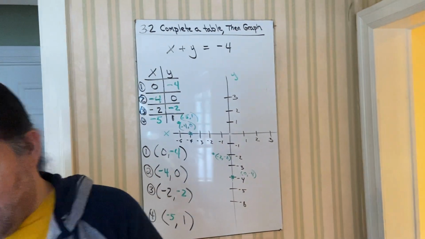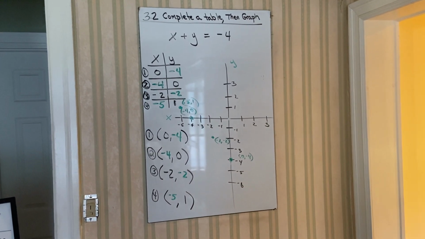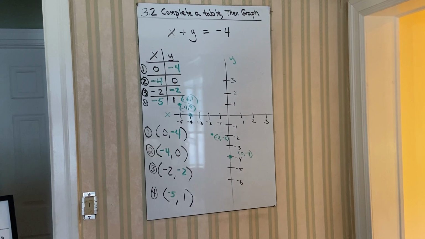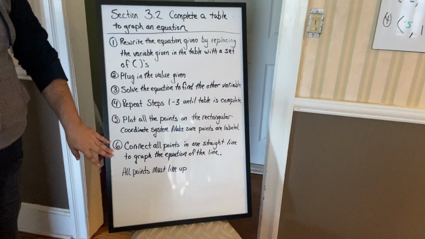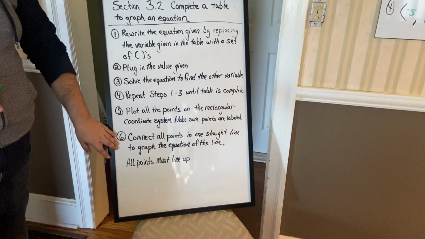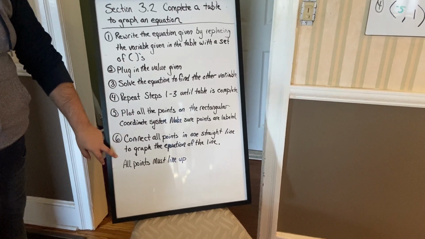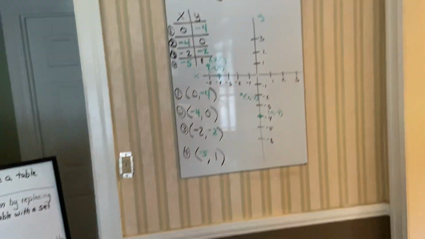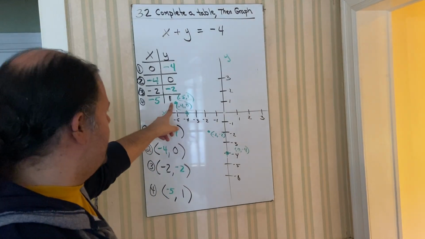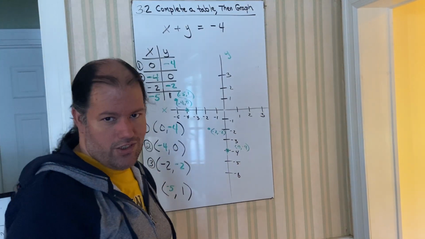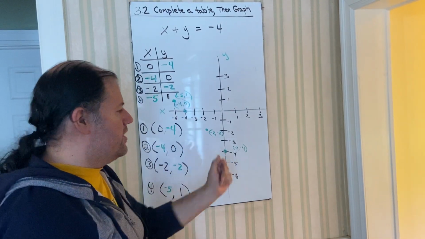So once you plot the points, because that would be the next step in ALEKS, we completed the table, we plotted the individual points. Then the third thing that ALEKS wants you to do is this. Connect all the points in one straight line, okay? Make sure that all points line up. Look at your graph. Notice all my points look like they line up, in a straight line. Especially when you do this in ALEKS, they have to be in a straight line.